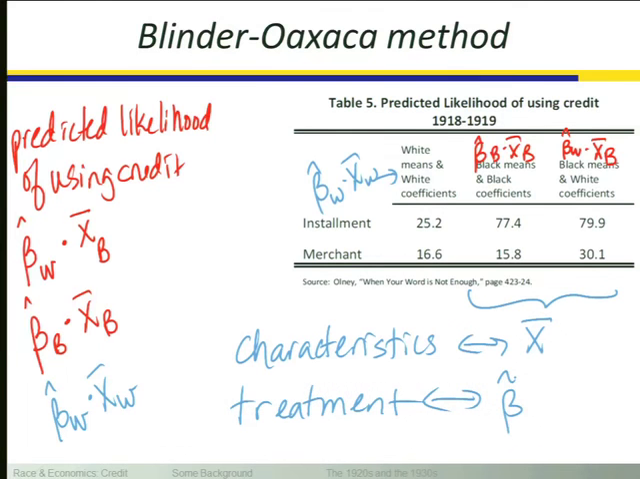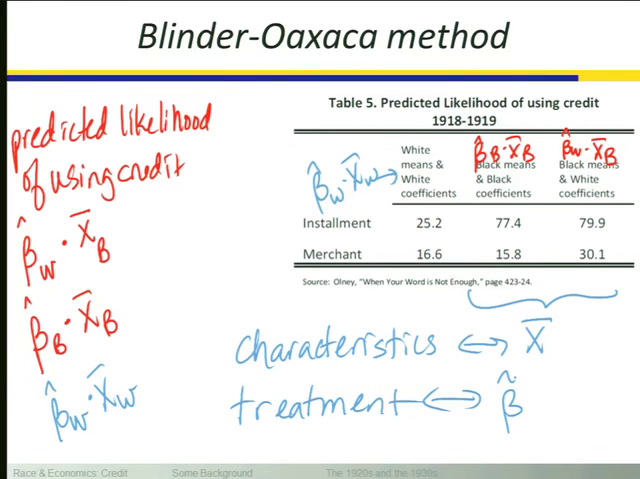So we're going to take the means for the black population and multiply them by the coefficients from the regression with the black population. If those two results are about the same, so if treating a black family as if they're white and treating a black family as if they're black gives virtually no difference between the predicted likelihoods of using credit, then it means there's probably no racial discrimination going on. That the difference in the observations, in our case installment credit use or merchant credit use, are due to the differences in the characteristics, that is the differences in income and wealth and age and family size and so on.